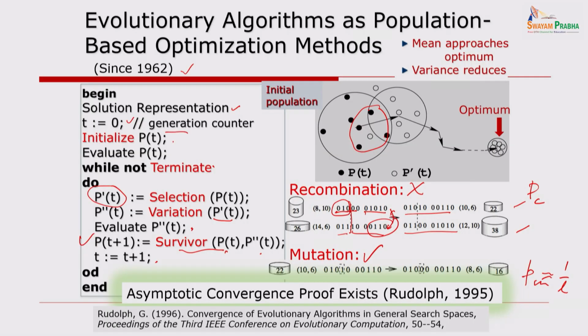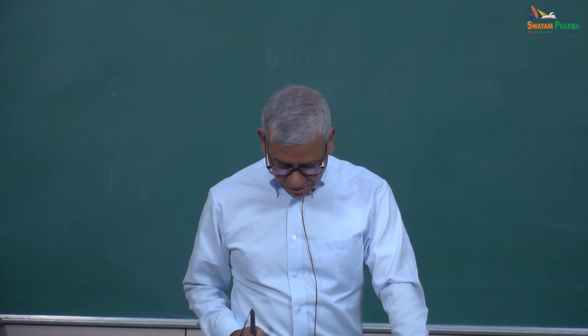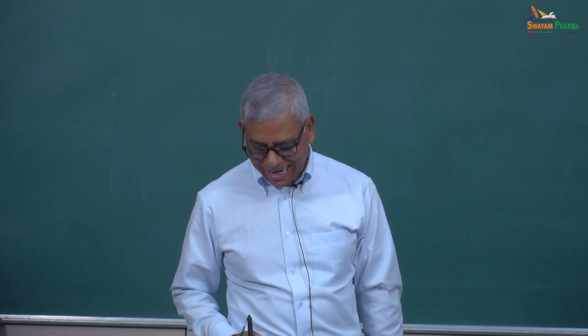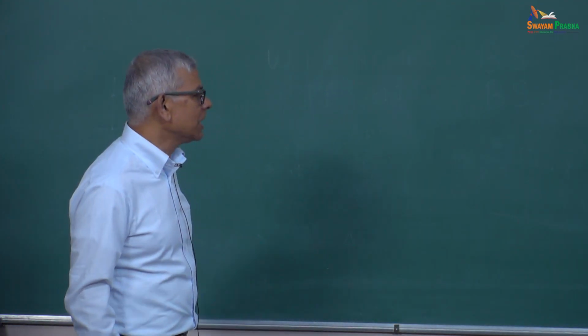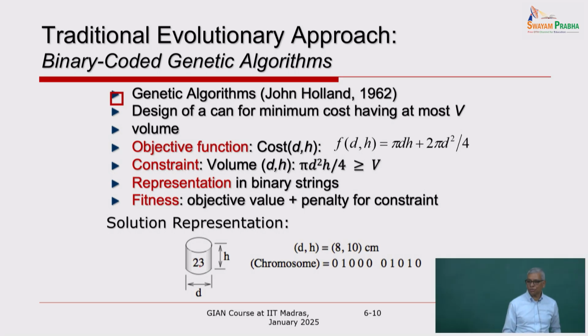You have to take a semester long course to understand some of these details of how this proof works and everything. But here I'm giving you just a brush up of the main ideas and main theories. So let's take an example. Let's say it's a binary coded GA that John Holland came up with. So I'm going to do that CAN problem I introduced to you.